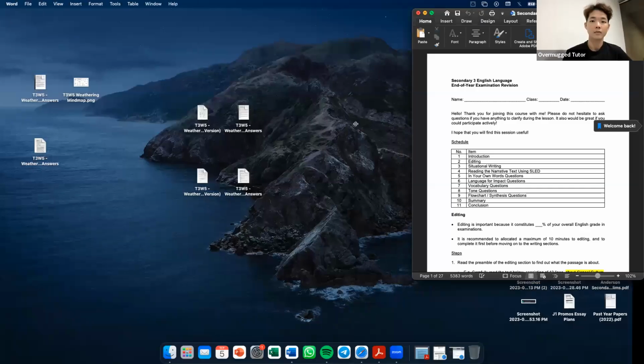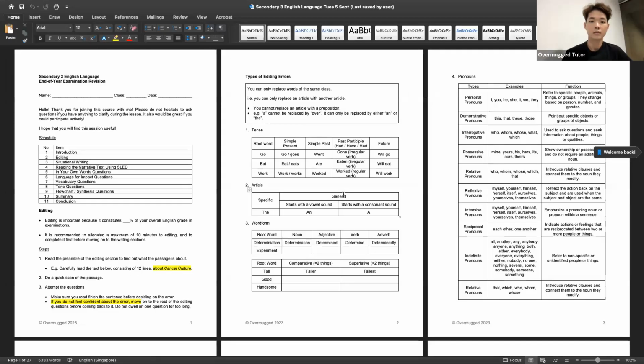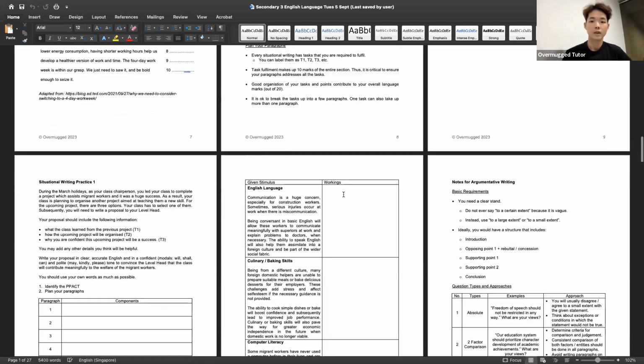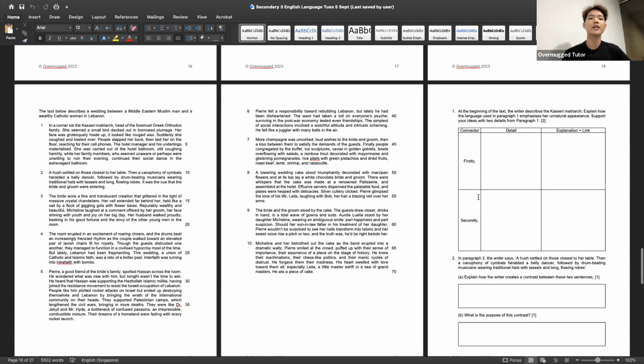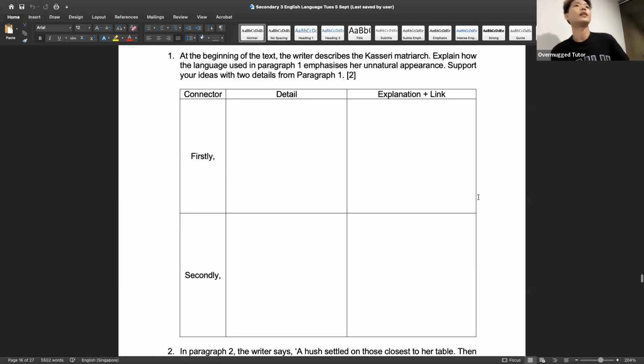I hope the passage was manageable. It should be, because it's not a particularly tough passage. Now let's go through the first question together. The first question is a typical question that you'll get at the end of the year or even in Sec 4. The first narrative question is always this. Sometimes it is 2 details, sometimes it is 3 details. And the steps are quite simple.